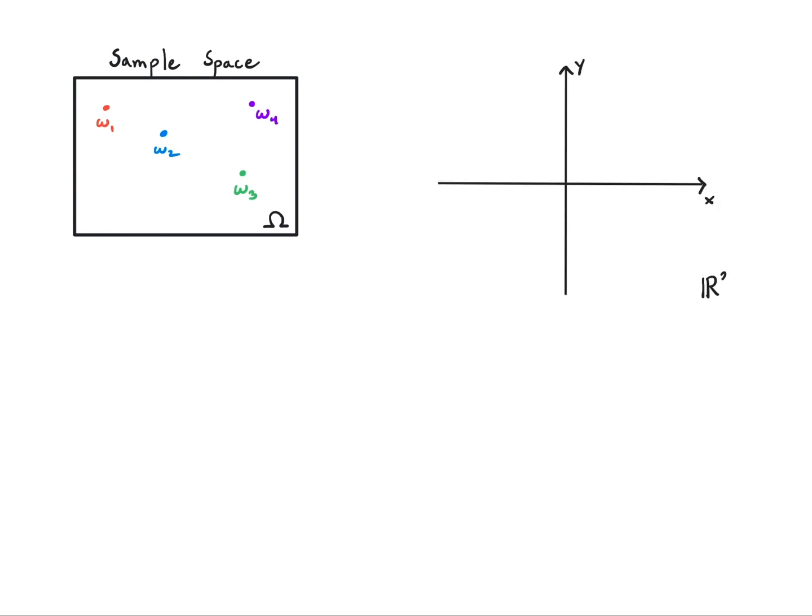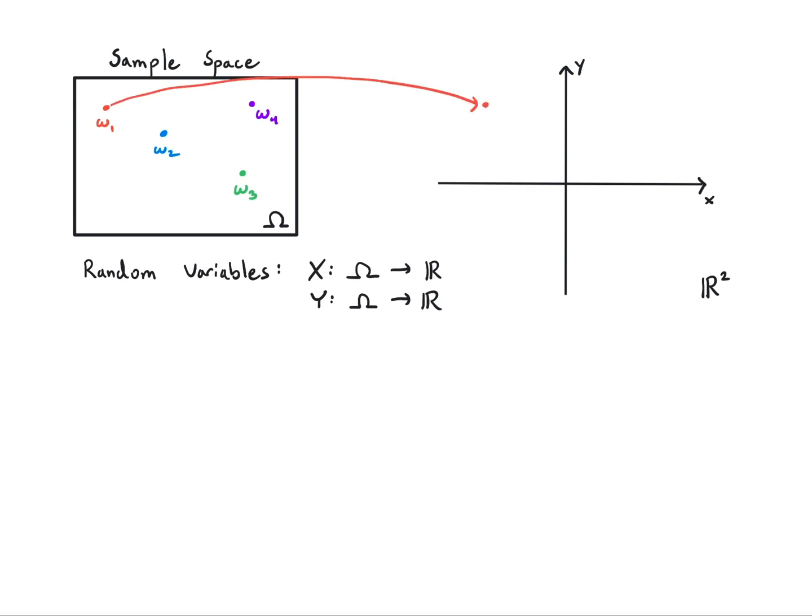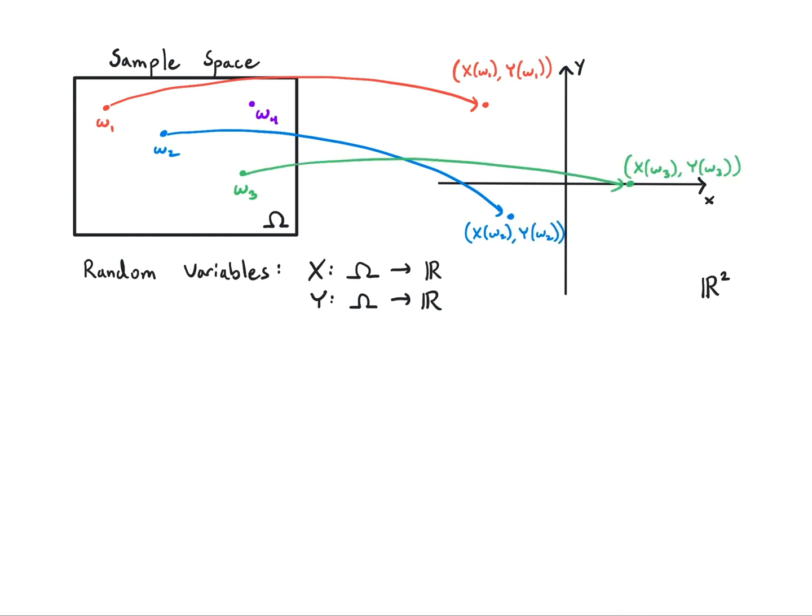All right, how can we visualize this? Let's go back to our abstract sample space. And we're going to draw our outcomes in there. So I have omega 1, omega 2, omega 3, and omega 4. And now I'm going to draw the XY plane. Okay, and I have two mappings. One is X and the other is Y. They both carry the sample space into the real line. And now if I look at how they're carrying the sample space together, I'm going to get these pairs. So I'm going to get X(omega 1), Y(omega 1), X(omega 2), Y(omega 2), X(omega 3), Y(omega 3), and X(omega 4), Y(omega 4).